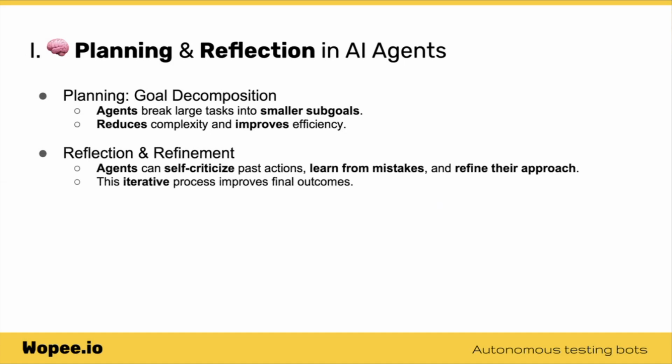And another interesting behavior of our AI agent is reflection and refinement, which means that agents are able to criticize themselves or the actions they took. They could learn from the mistakes or the failures and then refine their approach. And this is the process which helps us to improve the overall outcomes or results.